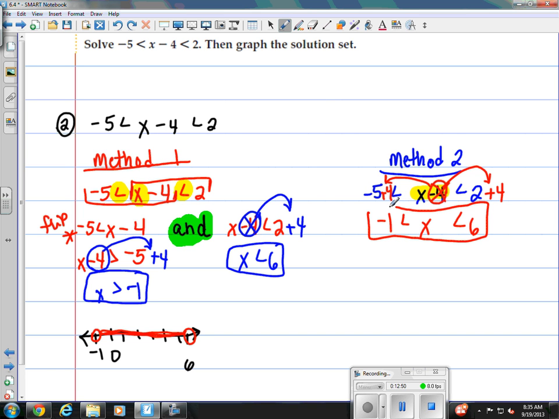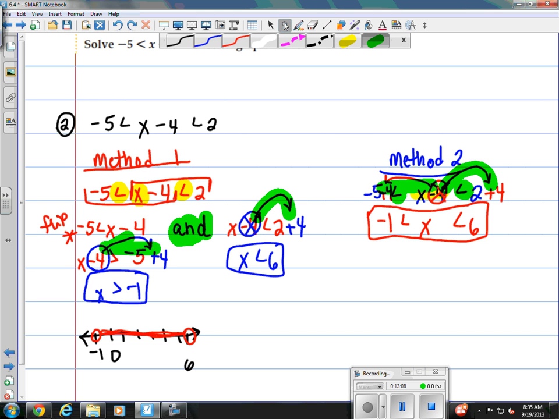So what you do to one side of your inequality, you have to do to the other. So it's the same thing. We transpose our 4 down here twice. And same way here, we transpose our 4 twice. So there's two methods to solve this one. And then whenever you graph it, same thing, x is in the middle, so you want everything in the middle of negative 1 and 6. So you end up with the same answer.